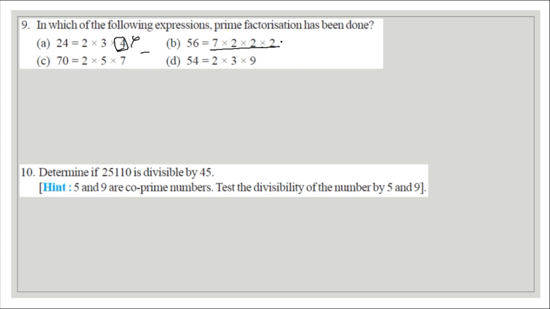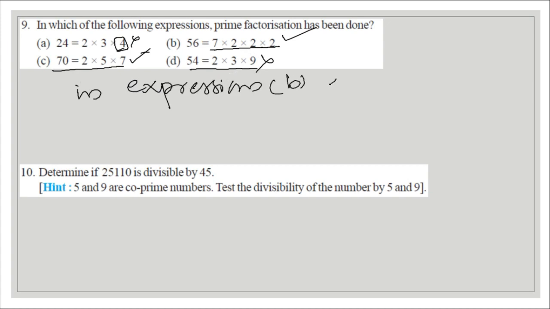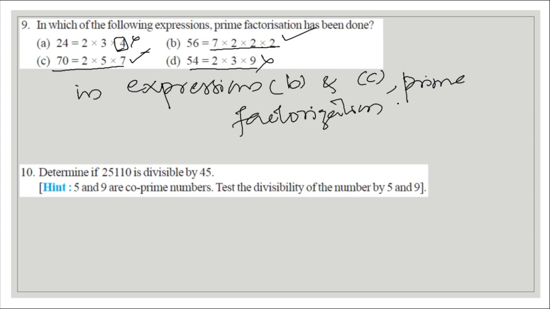In this case, all are prime and prime factorization is done. In this case also, all prime factorization is done. In this case, it's not done because 9 is not a prime number. So in expressions B and C, prime factorization has been done, not in E and D.